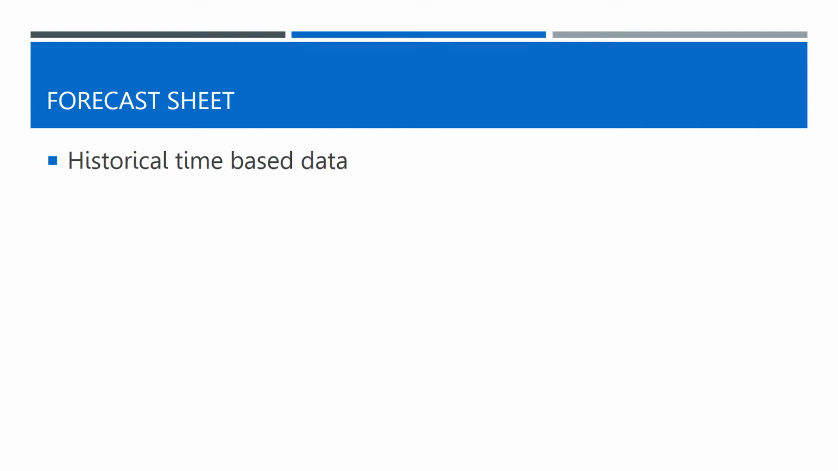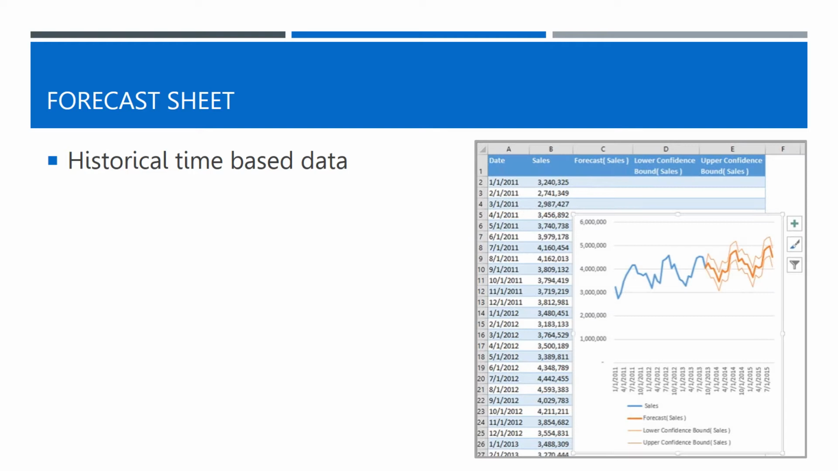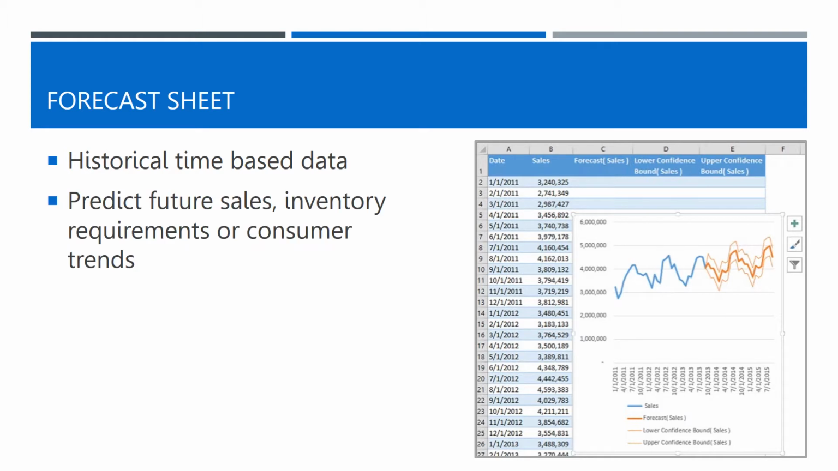If you have historical time-based data, you can use it to create a forecast. When you create a forecast, Excel creates a new worksheet that contains both a table of the historical and predicted values, as well as a chart that expresses this data. A forecast can help you predict things like future sales, inventory requirements, or consumer trends.